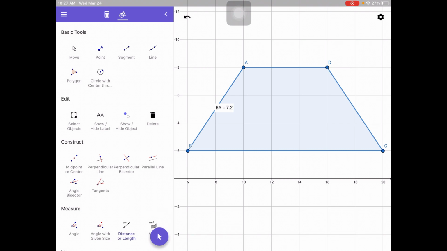Leg AB has a length of 7.2. The length of leg DC is also 7.2. They are equal or congruent. So, this trapezoid is an isosceles trapezoid.